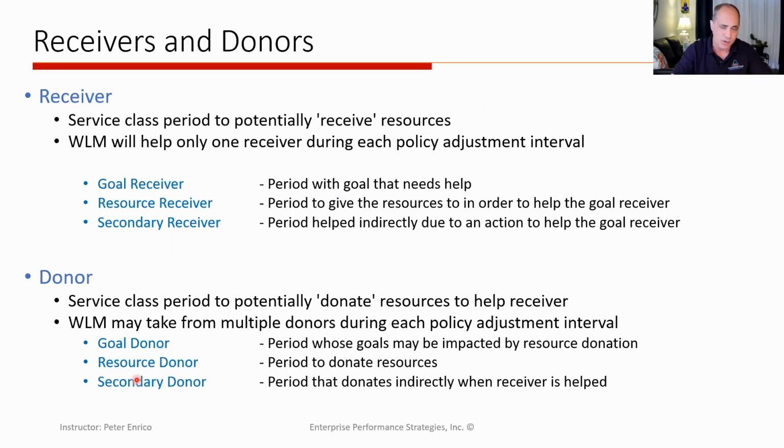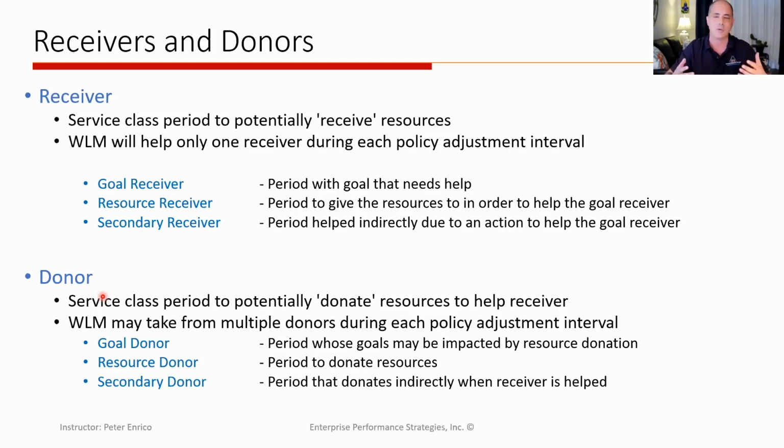A couple of terms real quickly, just when I give you my example, we have this concept of a receiver and a donor. A receiver is a service class period that WLM selects in order to help meet a goal. A goal receiver is one in which WLM says, hey, your goal is being missed, let me help you. That's the goal receiver. A resource receiver is one in which WLM says, hey, look, I'm going to give you resources in order to help the one that's missing the goal value. And that's a resource receiver. And then you have secondary receivers, which I'll explain in a moment.